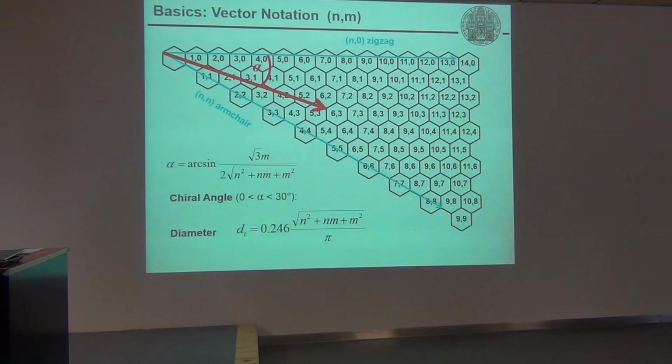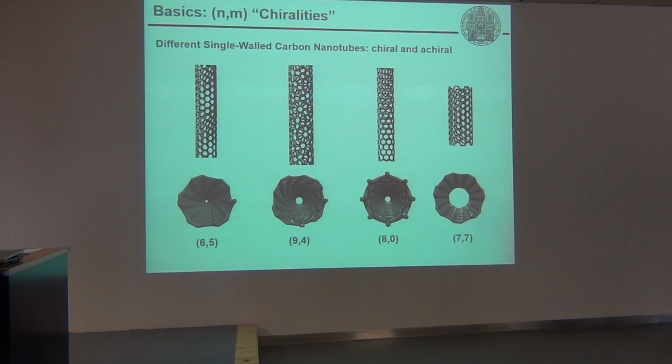And the way this is described in the community is by a vector notation called N and M. So we assume we have these unit vectors, and you can then basically count along your graphene sheet, your honeycomb sheet, in one direction and the other direction, and then you get these vectors N and M, and you basically roll up the sheet in this direction, so along the red arrow here. And then you get, as I said, lots of different carbon nanotubes from this rolling up procedure. And here are just a few examples.